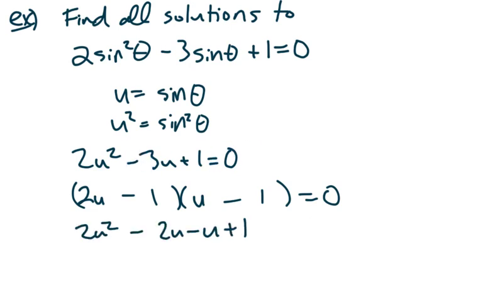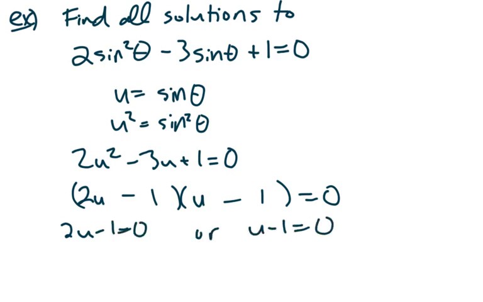And when you FOIL it, you get 2u squared minus 2u minus u plus 1, which is, combining like terms, what we started with. Fabulous. And like before, we're going to use the zero product property to say that if this product is 0, then one of these factors is 0.